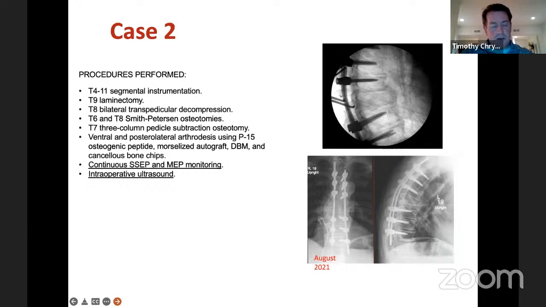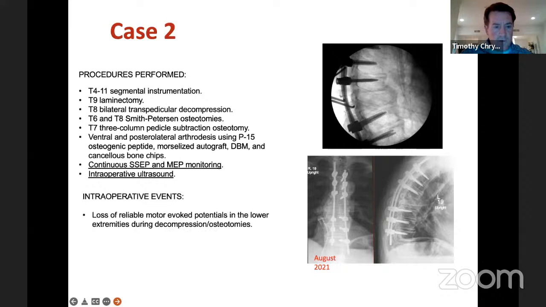We also, as Dr. Crandall mentioned, use continuous SSEP and motor evoked potential monitoring as well as intraoperative ultrasound. One of the important things to note about this case is that during the decompression, we actually lost reliable motor evoked potentials in the lower extremities during the case.